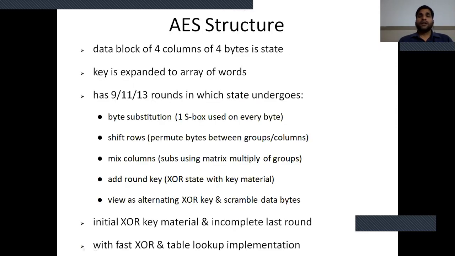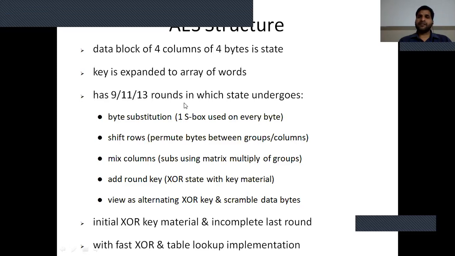So the Advanced Encryption Standard structure is like this: the data block of 4 columns and 4 bytes is the state. The key is expanded to an array of words. There are 9, 11 and 13 rounds in which the state undergoes several operations.